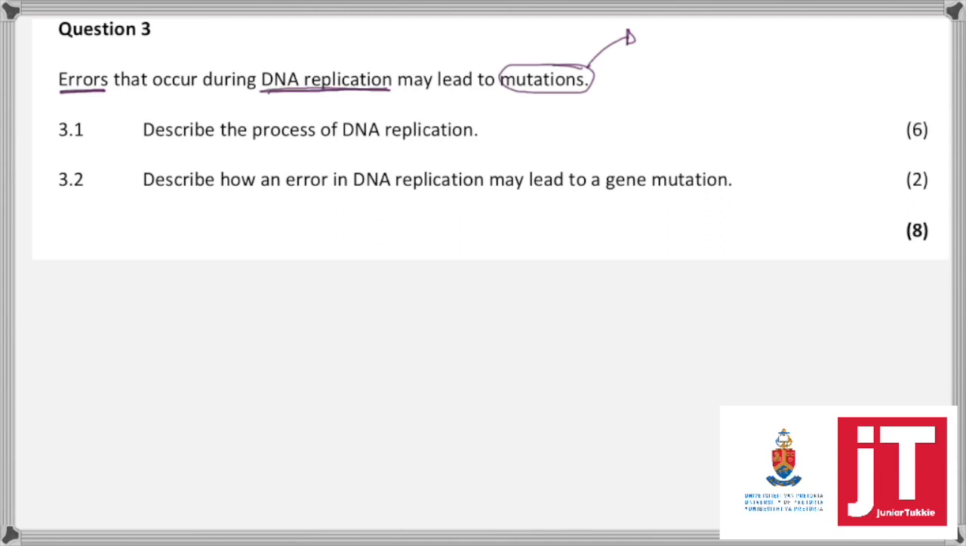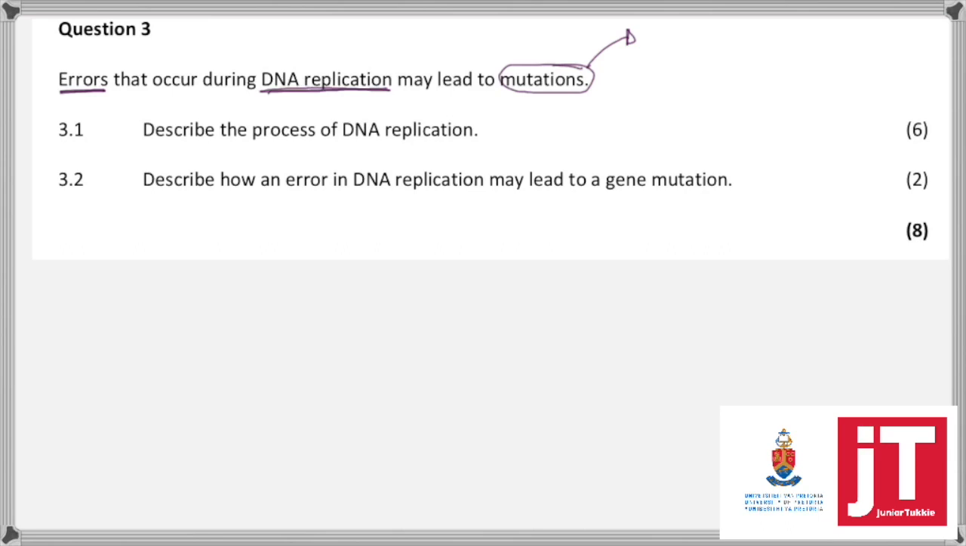Again, we need to understand that the context of this question is DNA replication and not transcription or translation in protein synthesis. I found that this is where most students make the biggest mistakes: they confuse transcription, translation, and DNA replication with one another. So it's important to understand these processes and then answer the questions in the correct context. Here they talk about errors that occur during DNA replication and how they may lead to different mutations.